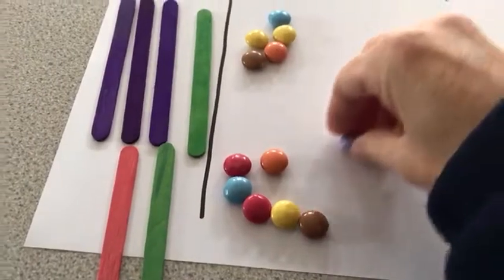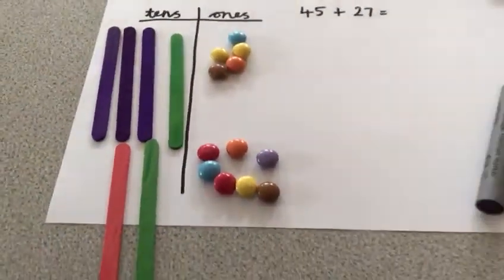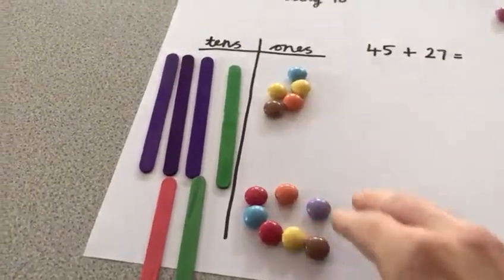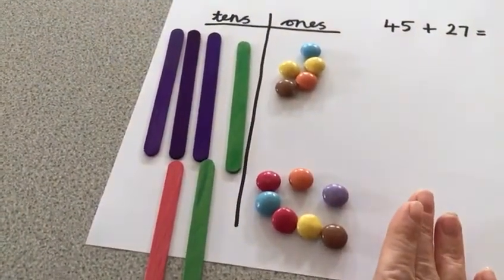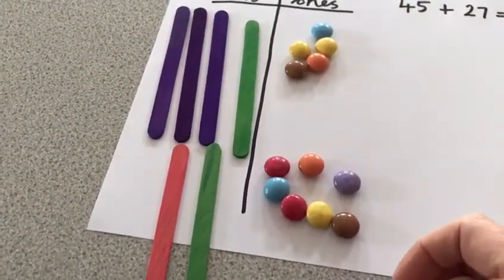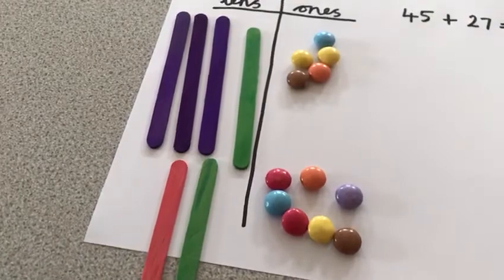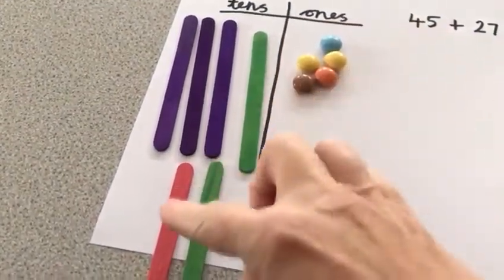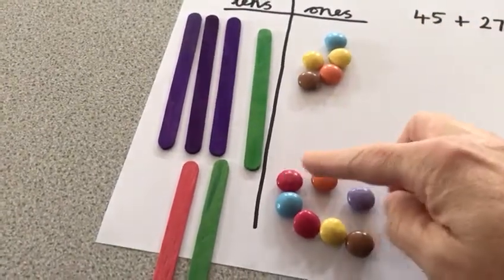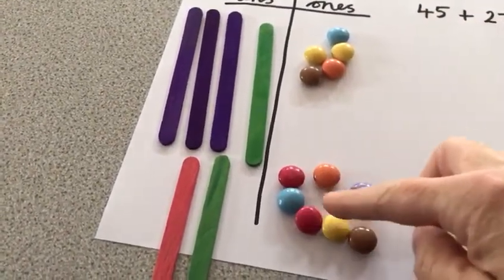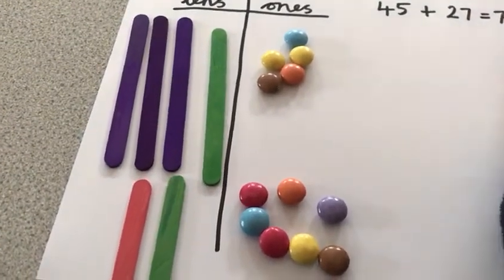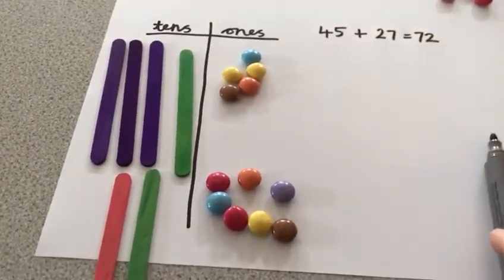27. And this is where you can really see how important it is that they understand what happens, and that we can exchange if we want to. We can exchange if our value is over 10 here, we can exchange it for another 10. Okay, so we can count and see what the number is. 10, 20, 30, 40, 50, 60, 61, 62, 63, 64, 65, 66, 67, 68, 69, 70, 71, 72. And we can show them that we've made our calculation using our concrete objects.